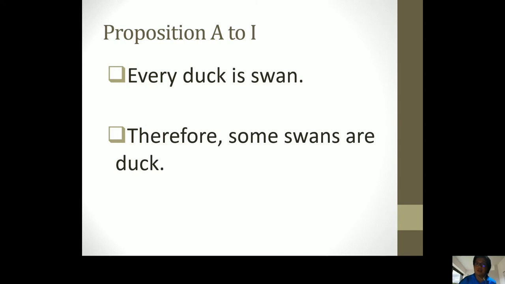But in partial conversion, you need to change the quantity of the proposition. Every duck is a swan. This is again universal affirmative, but you're going to make it partial. So what you're going to do is particular affirmative. Some, which becomes your signifier that this subject term is particular. Some swans are ducks, and your duck here was your previous subject term.